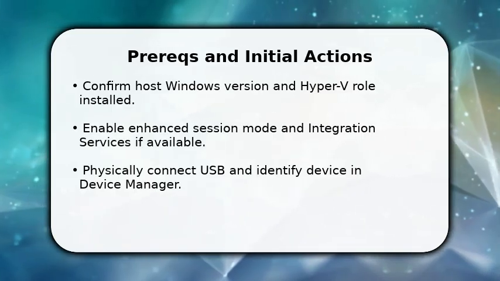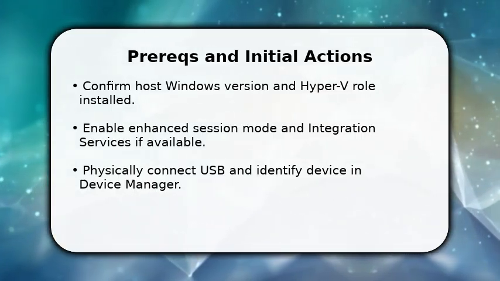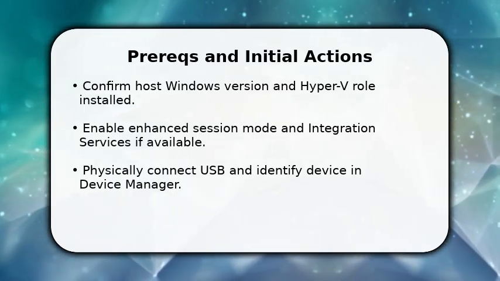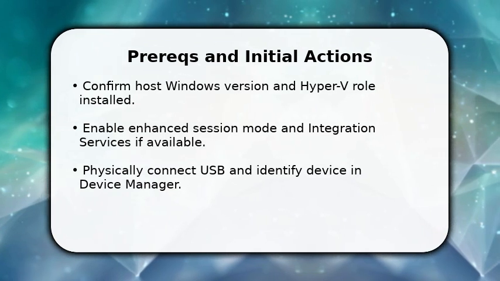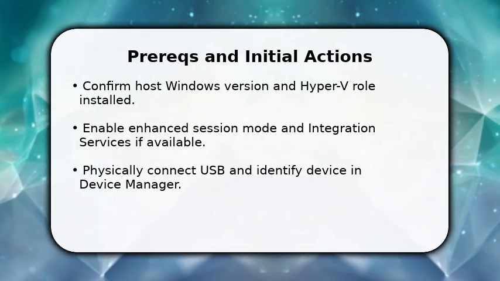Next, plug the USB drive into the host and open Device Manager to note its disk number or device ID. This is critical because Hyper-V cannot attach raw USB directly to a Generation 2 VM without pass-through workarounds.